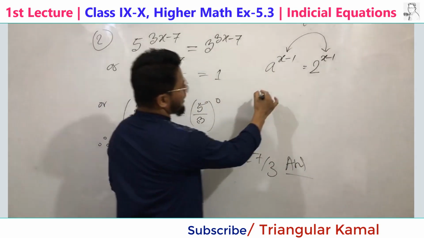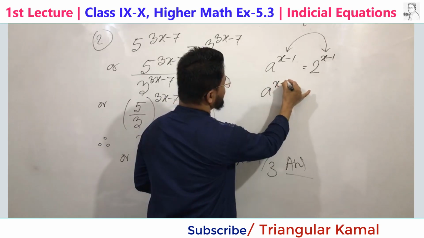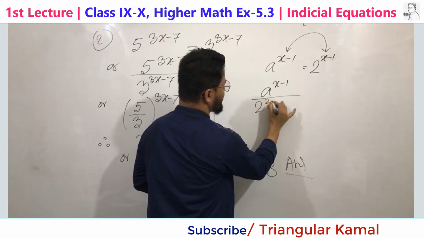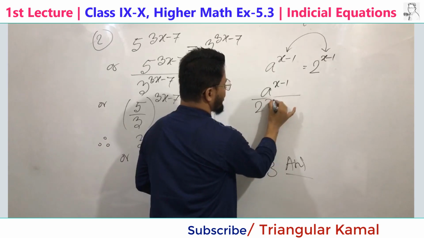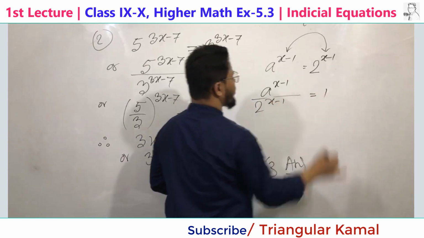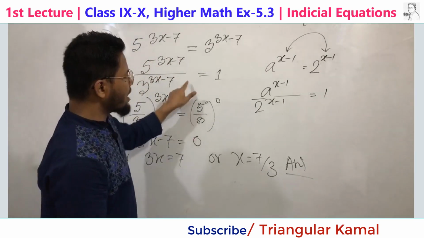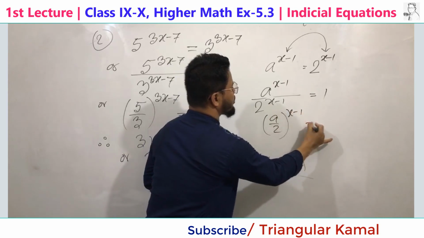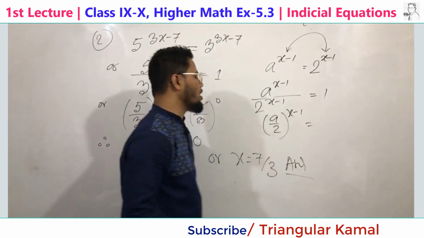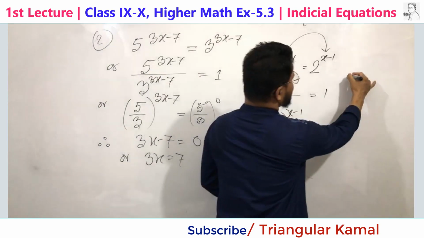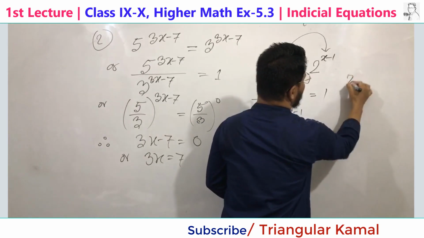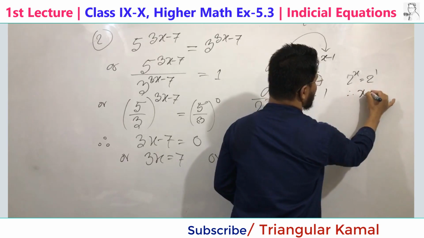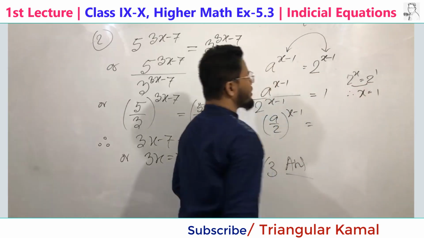like here a to the power x minus 1, this one shifted to the left side, to the power x minus 1 equal 1. As with the previous one, you can write here a by 2 to the power x minus 1 equal 1. But in our previous method, x to the power like to the power x equals to the power 1, then we can write x equal 1, because both bases are the same.